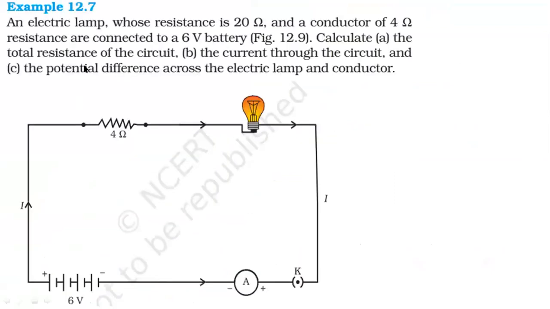The first question they are saying is, an electric lamp whose resistance is 20 ohm and a conductor of 4 ohm are connected to a 6-volt battery. So they have given us a diagram and they are saying there is a 20 ohm bulb and 4 ohm resistor which are connected. Find the total resistance of the circuit, the current through the circuit, and potential difference across electric lamp and conductor. So three things they are asking: total resistance, current, and potential difference of resistance and bulb.